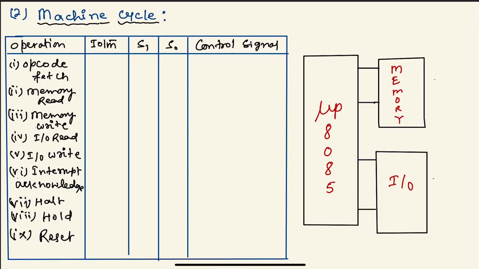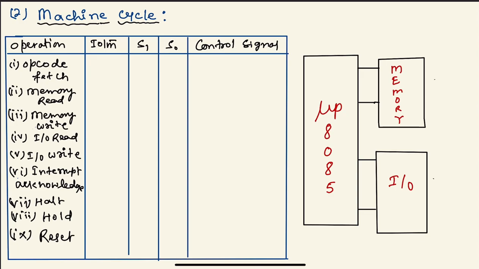So now we'll discuss that machine cycle. What do you mean by machine cycle? First of all, we need to understand. As we know, the 8085 microprocessor does not have any internal memory and does not have any input output port internally.